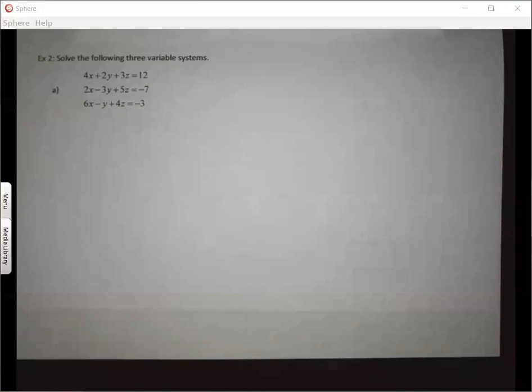In this video, we're going to solve systems of equations with three variables. Our strategy is still going to be the same. We're going to use elimination or substitution. The only thing that changes will be how many times we have to apply the strategy.